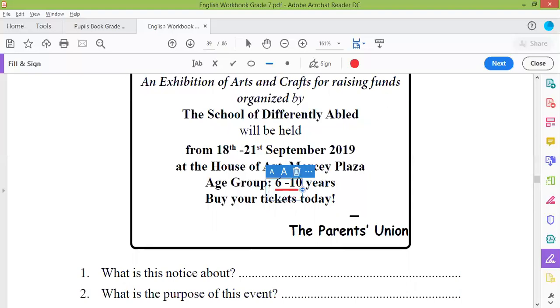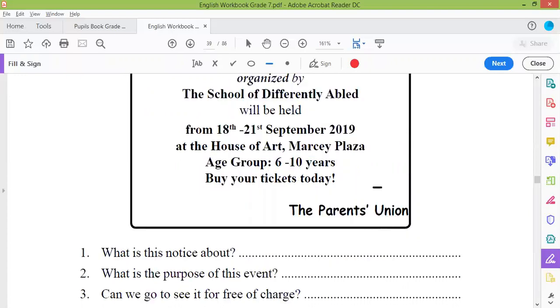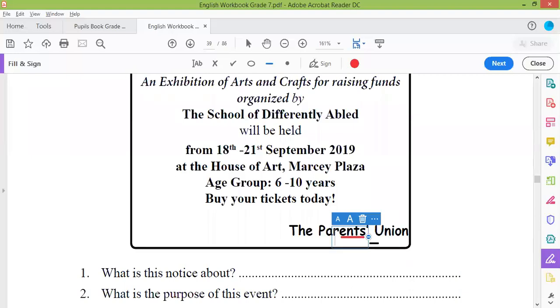And an age group has been given. Only 6 to 10 years children can participate, right? They are the ones who are participating in the exhibition. Buy your tickets today. You have to pay money and get the tickets. Why? They are doing it to collect money to help some other people. And who are organizing? The parents union, right? Parents union means this is organized by parents.